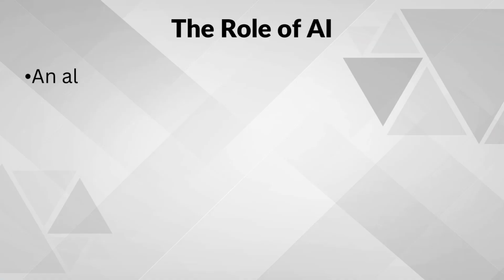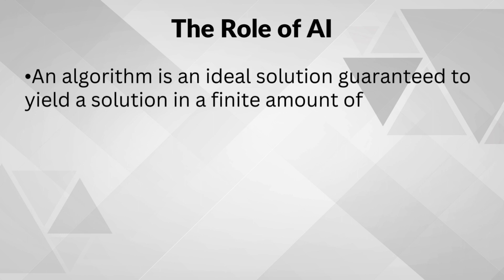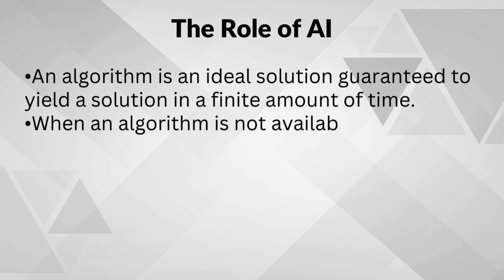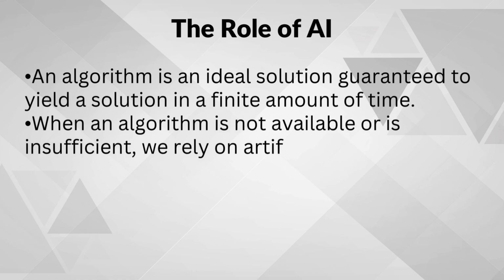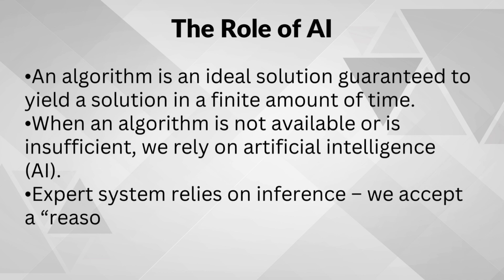The role of AI. An algorithm is an ideal situation guaranteed to yield a solution in a finite amount of time. When an algorithm is not available or is insufficient, we rely on artificial intelligence. Expert systems rely on inference. We accept a reasonable solution.